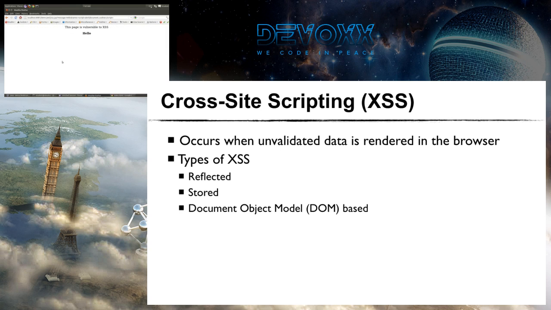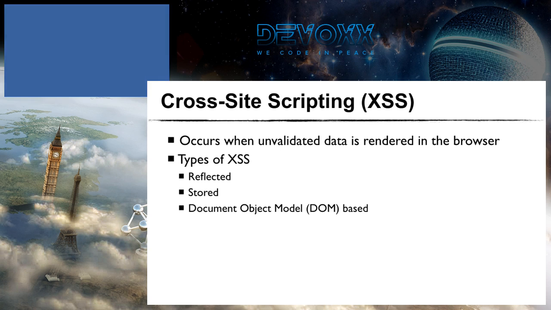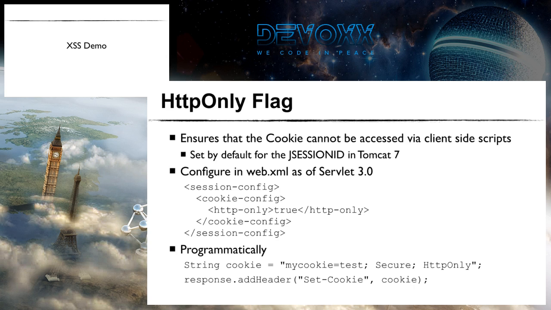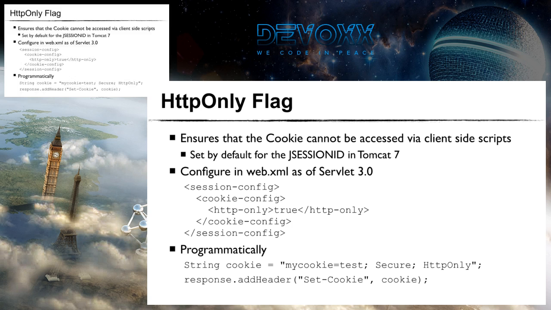So if I switch back to the slides here, how do we prevent this from occurring? Not by changing the code, not by doing output encoding or input validation, things that you still need to do, but how do we fix this, mitigate this? Using some headers and associated attributes.